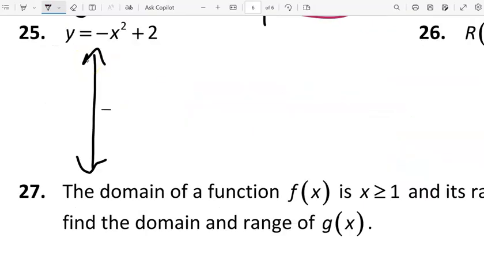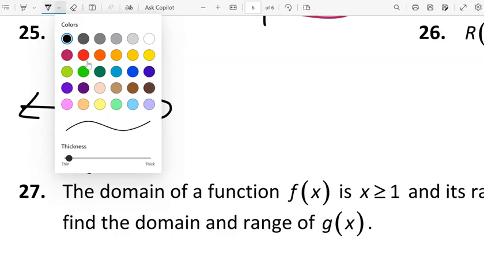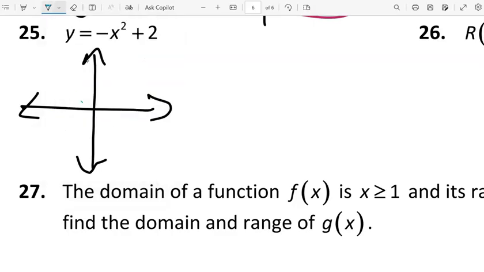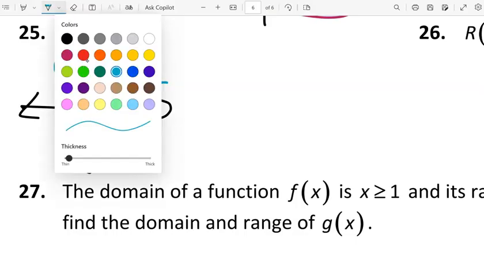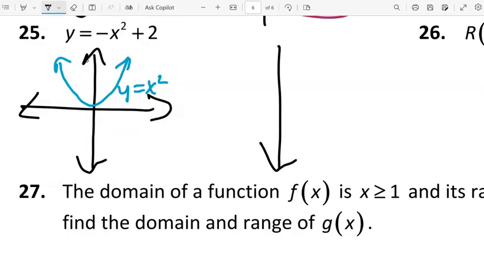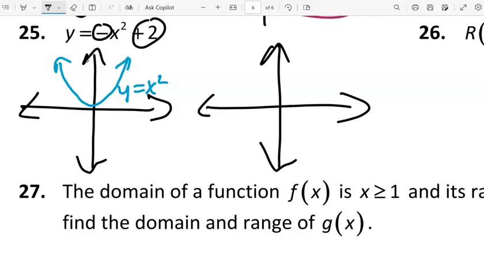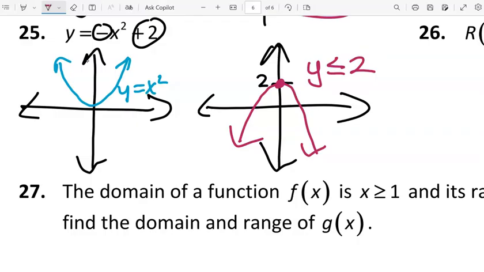In number 25, the parent function is y equals x squared. And the transformed function is a vertical reflection and moved up 2. So the transformed function will look something like this. The highest y value in this function is 2, so all other values are below it, so y is less than or equal to 2 is the range of the transformed function.